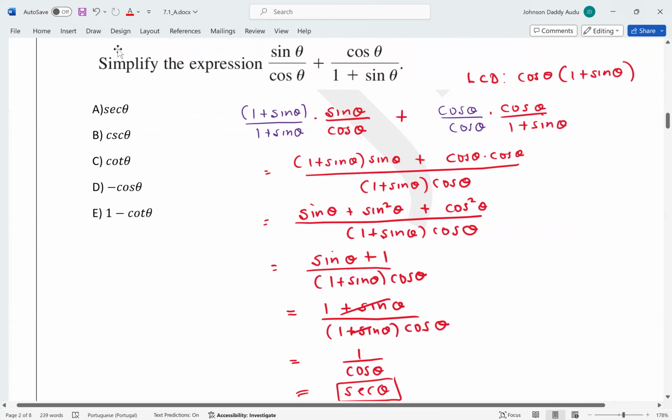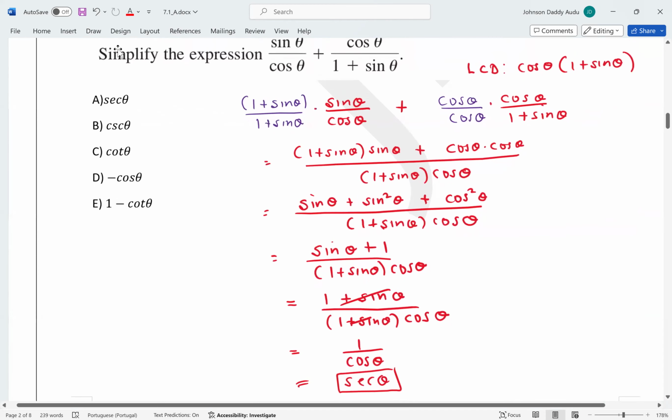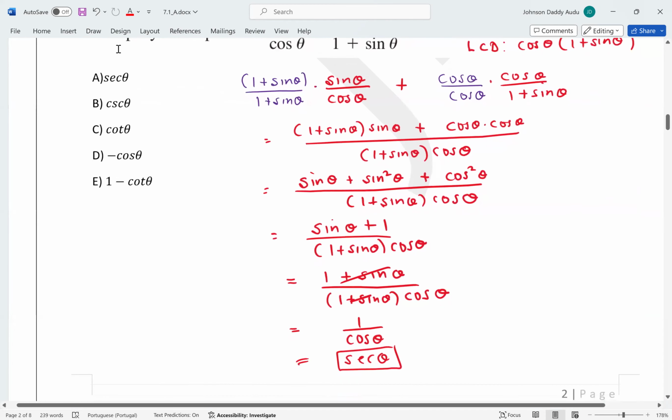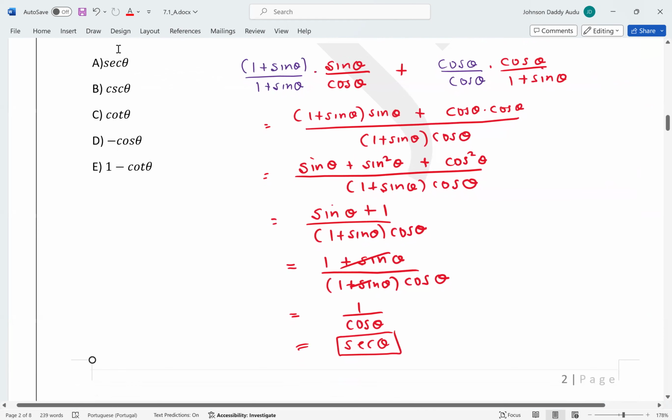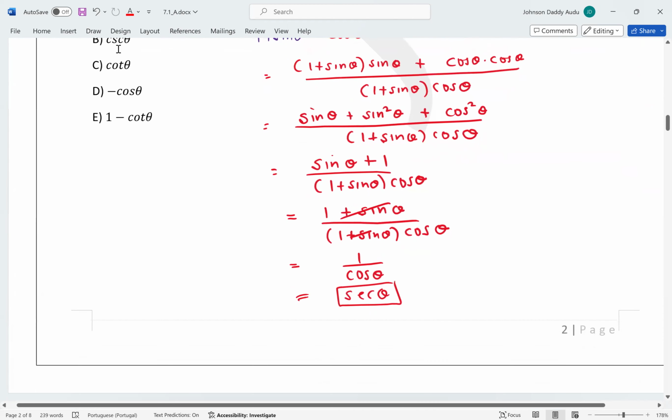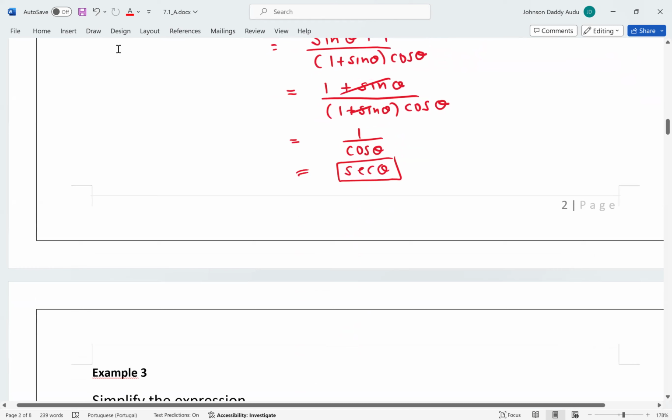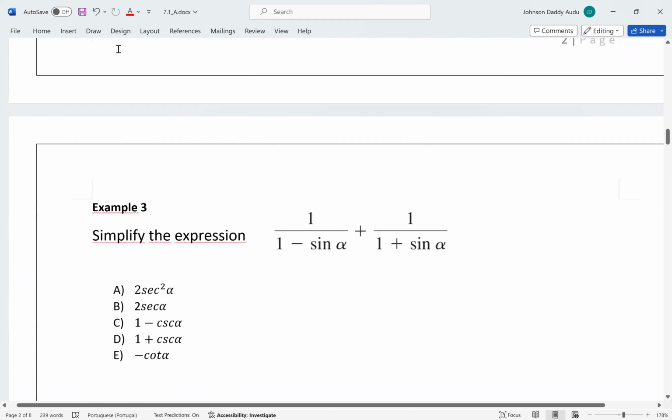So you see, we are able to simplify this expression because of the presence of identities. The good thing with identities is that they are true for all values of theta, so we can use them.